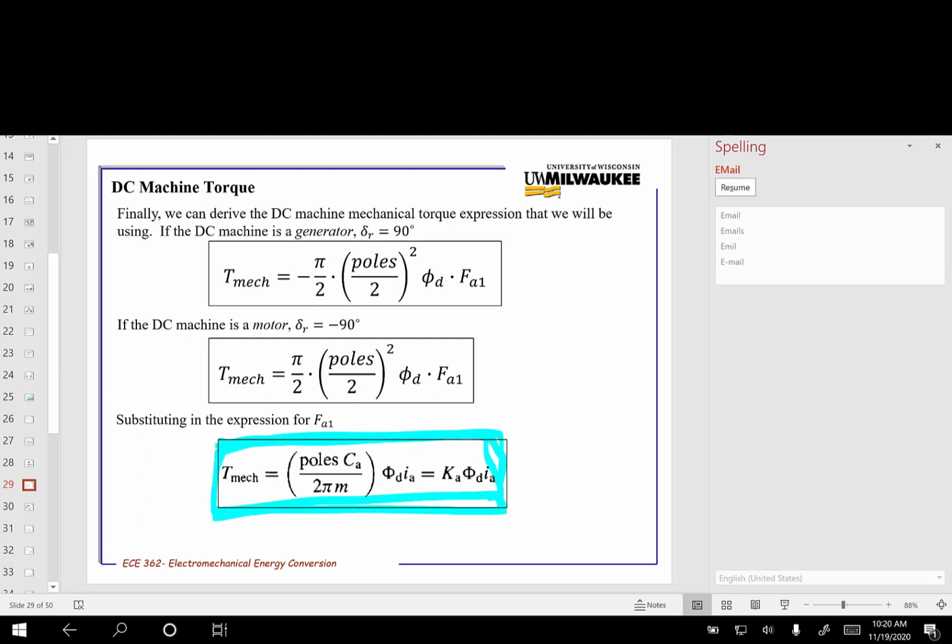So we're going to quickly get to that, and we will have a formula for the torque that is directly proportional to the amplitude of the current in the armature, the flux in the direct axis, and this is your winding and your geometry. And so these three things make up your torque, and a DC machine is a very, very simple machine.